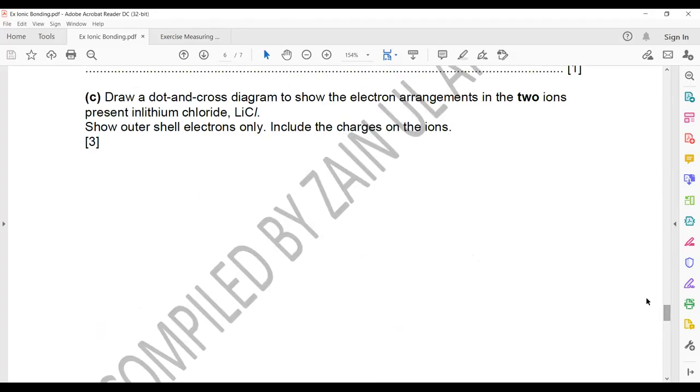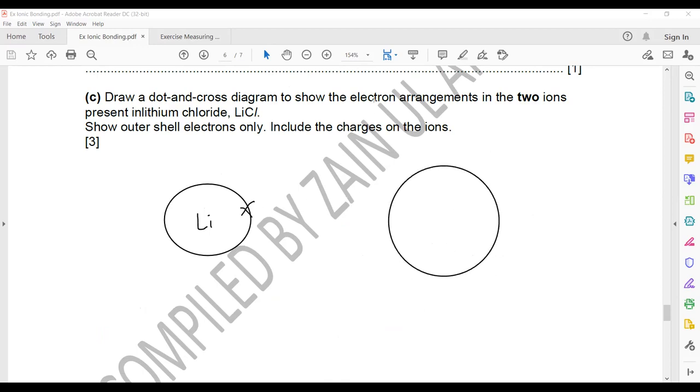Then we have to draw lithium chloride. Lithium belongs to group 1, so it will have 1 electron in the outermost shell. And chlorine belongs to group 7, so it will have 7 electrons in the outermost shell. As I mentioned, we just show the outer shell electrons only.